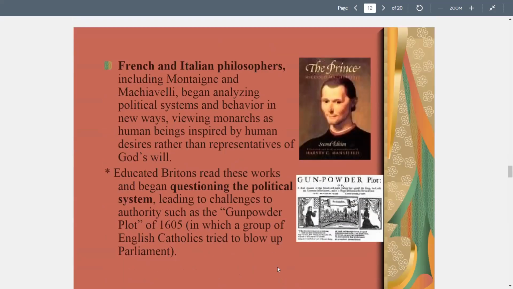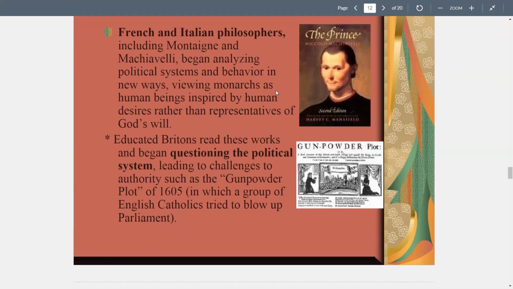But other things were happening at the same time. We have French and Italian philosophers, including Montaigne and Machiavelli. They're analyzing political systems and behavior. They're viewing monarchs as human beings inspired by human desires rather than representatives of God's will, especially Machiavelli's The Prince, and how rulers should be. Machiavelli believed rulers should be cruel and heartless and just rule by force, whereas other people said no, they're human, they should start to act like humans.